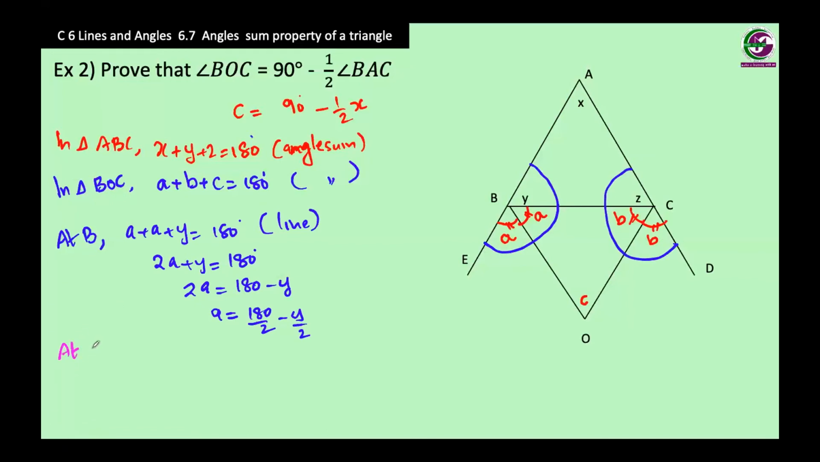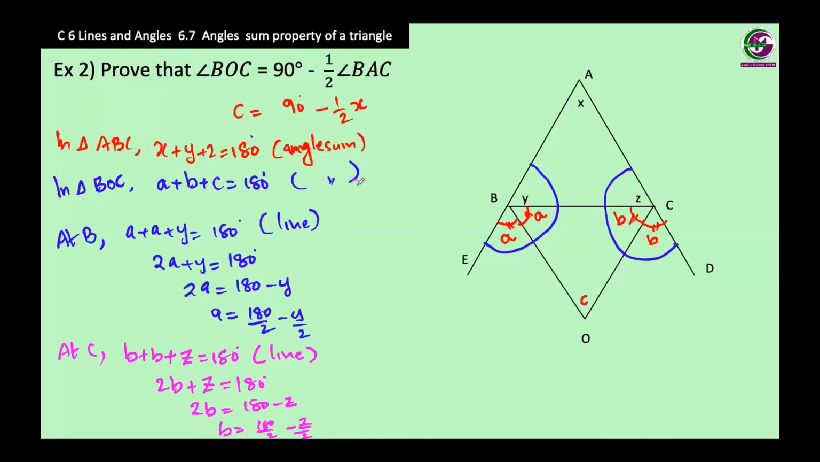At C, B plus Z is equal to 180 degree because that is also forming a straight line. So we can rewrite 2B plus Z is equal to 180, or 2B is equal to 180 minus Z, or B is equal to 180 divided by 2 minus Z by 2. So we have A, we have B.